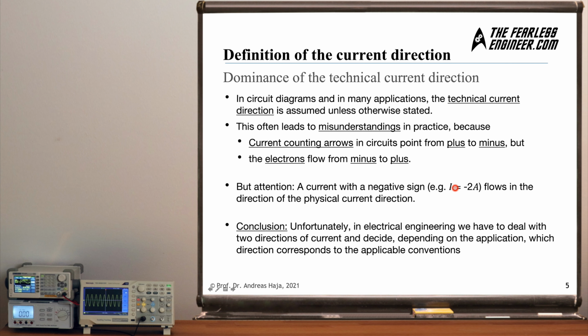And the conclusion, as we can say so far, is that unfortunately we can't avoid this. In electronics we have to deal with two directions of current, and we need to decide, depending on the application at hand, which direction corresponds to the applicable conventions. So if we read a schematic or design a circuit, we need to use the technical current direction. If we are talking about the effects of electrons moving through space, for example in the context of magnetic fields or induction, we need to respect the physical current direction. That's basically all there is to know about these two directions of current.